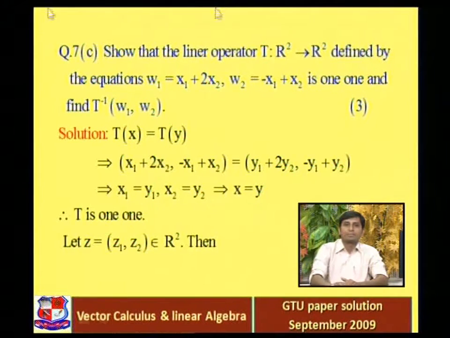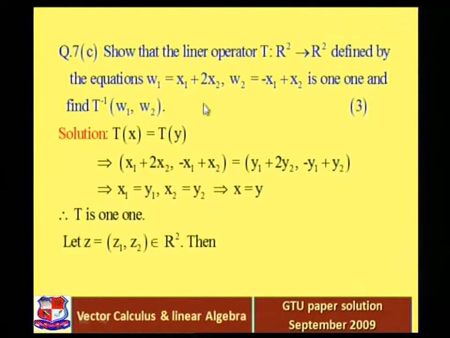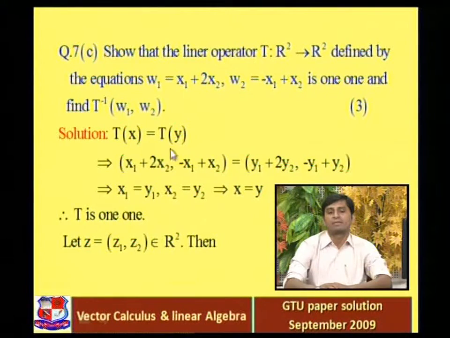So here it is already defined that T of X is W1 and W2, that means T of X is equal to X1 plus 2X2 and the second coordinate is minus X1 plus X2, right? So we have to use T of X is equal to T of Y. Take X is equal to X1, X2 and Y is equal to Y1, Y2, both are vectors of R2. So T of X is equal to X1 plus 2X2, minus X1 plus X2. Using this definition, that is equal to Y1 plus 2Y2, minus Y1 plus Y2.